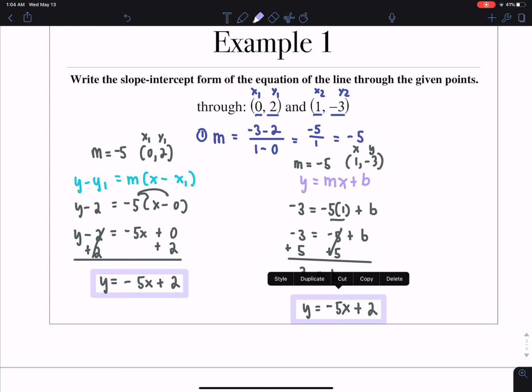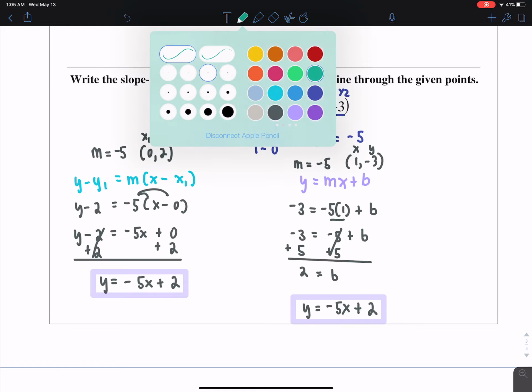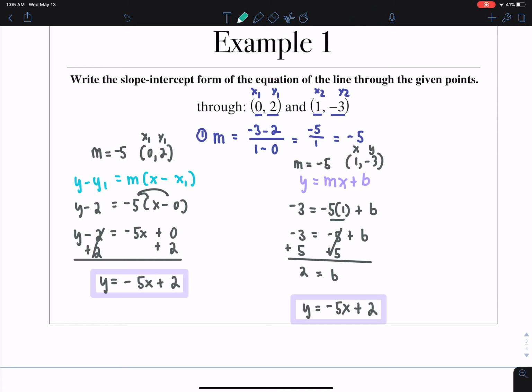One more way to check, especially if you're working on the Keystone exams, we can take both of these points and plug them into the equations and see if it's true. So let's check if we have 0, 2. So we'd have 2 equals -5 times 0 plus 2. Well, -5 times 0 is 0. And we end up with 2 equals 2. So far so good in our first equation.